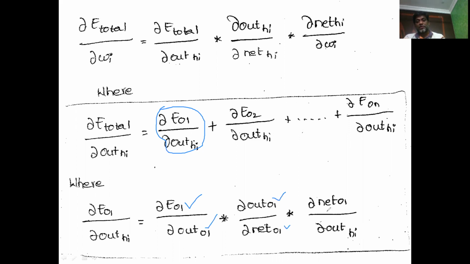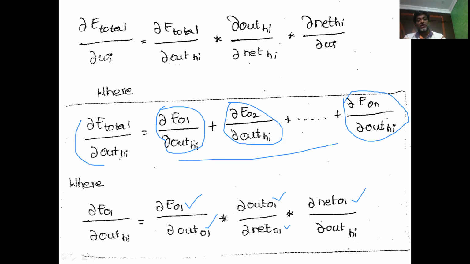∂net over, it is with respect to the output neuron. Similarly, for calculating this value, ∂E_O2/∂out_Hi, what will be the formula? The formula goes like this: ∂E_O2/∂out_O2 into ∂out_O2/∂net_O2 into ∂net_O2/∂out_Hi. We will calculate everything like this. Once we calculate all these terms, we will sum up all these terms to find the final value of ∂E_total/∂out_Hi, which will come over here.